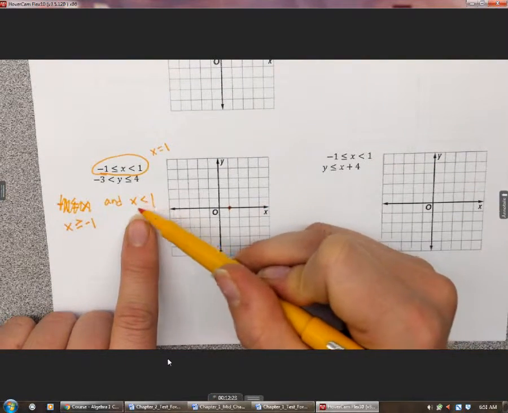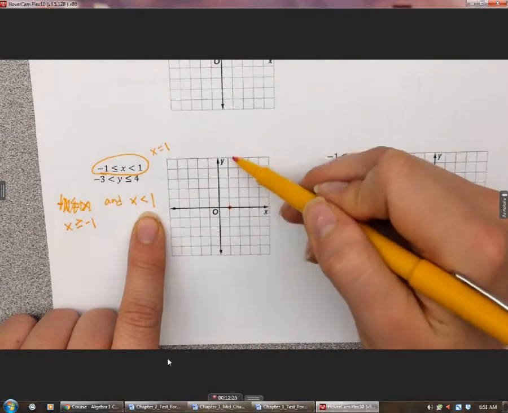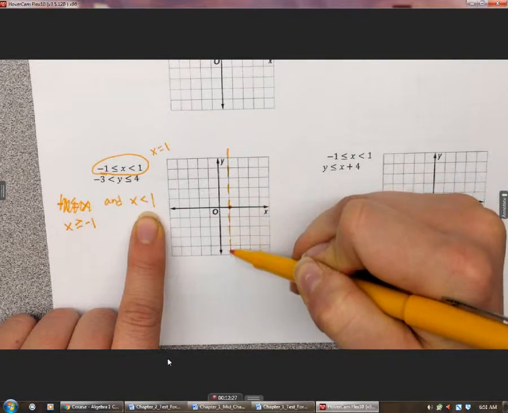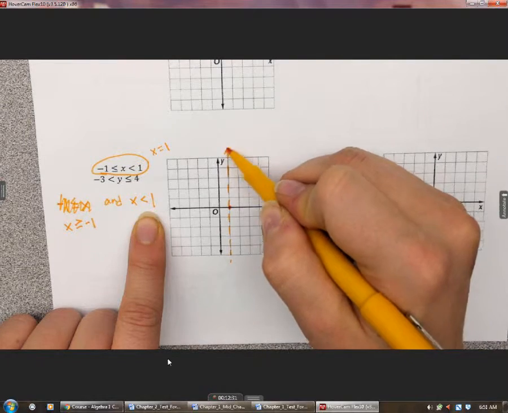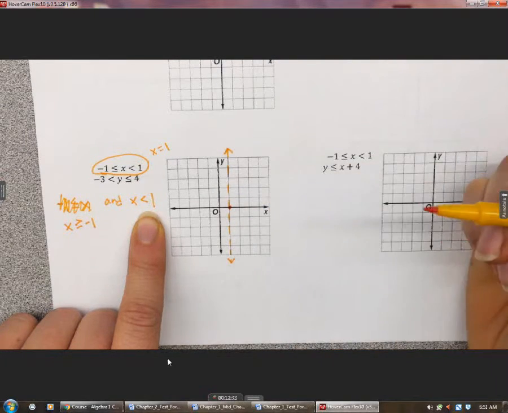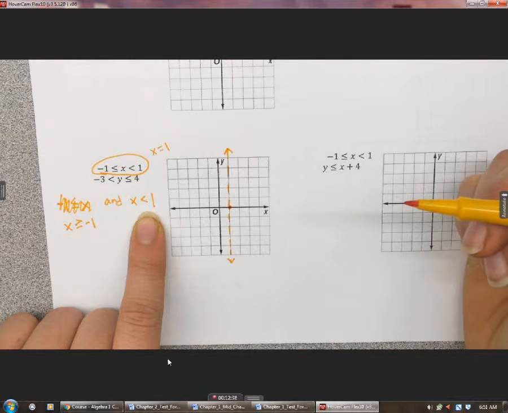That's what I'm looking at with this one. X is less than 1. If I graph that, it would just be a vertical line. I'm making it dotted because it's just a less than. It doesn't have the equal sign. Just like that. We want it to be less than that.